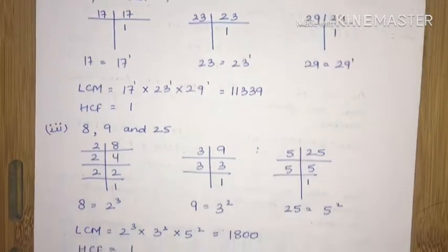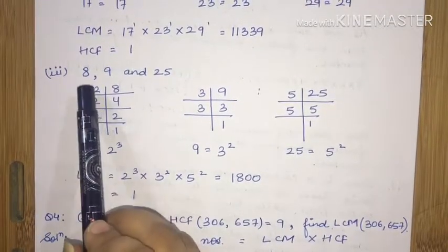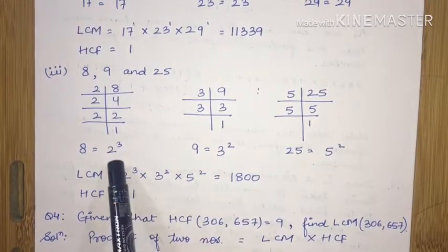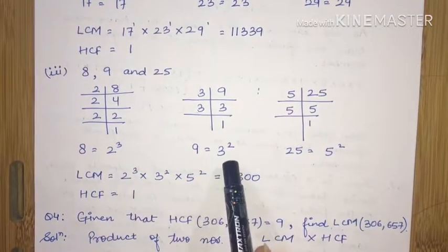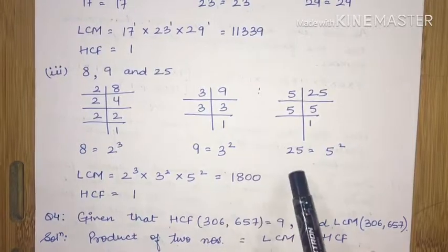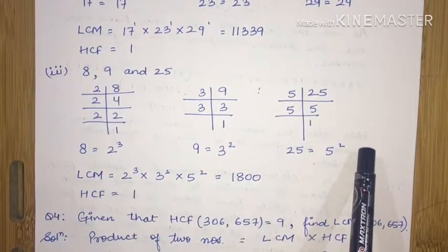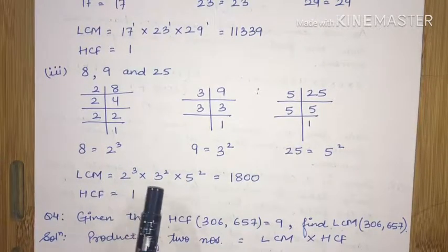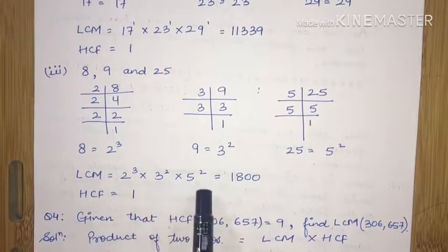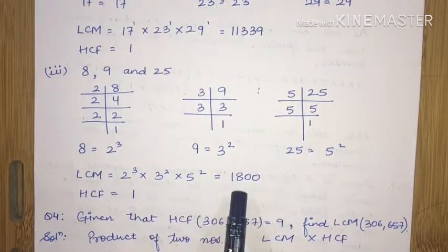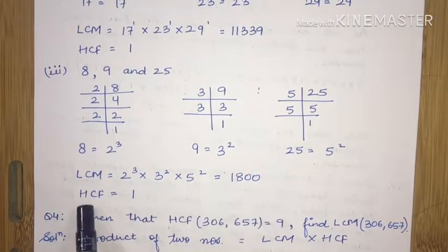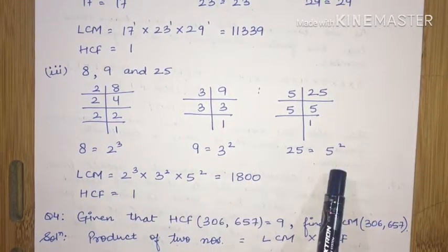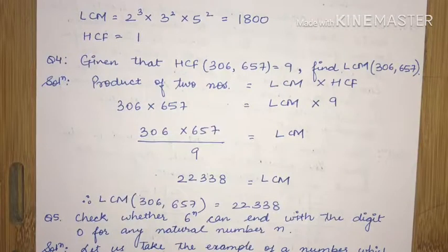Let's move to the third part of the question, which is 8, 9 and 25. So factors of 8 are 2 raised to the power 3, 9 is 3 raised to the power 2 and 25 is 5 raised to the power 2. So over here LCM is 2 raised to the power 3 into 3 raised to the power 2 into 5 raised to the power 2, equal to 1800, and HCF is equal to 1. As we can clearly see, there is nothing common in all except 1.